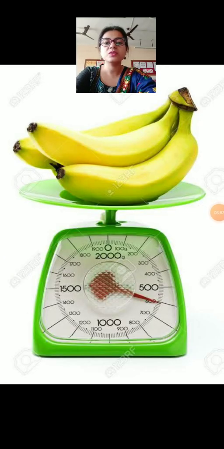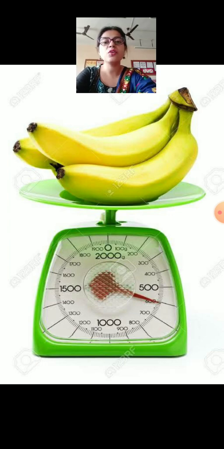Children, in this picture you can see that bananas are being weighed. Okay, the weight of the bananas is shown on the scale below. There is an indicator or a pointer, just like a minute hand, which is indicating towards a number. Okay, and that number is the weight of the bananas.